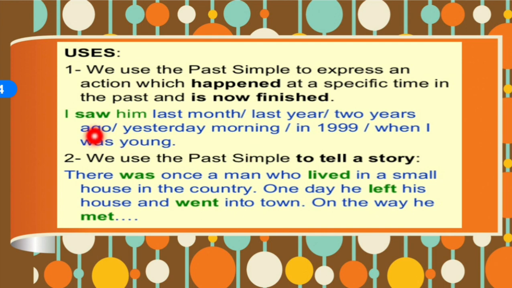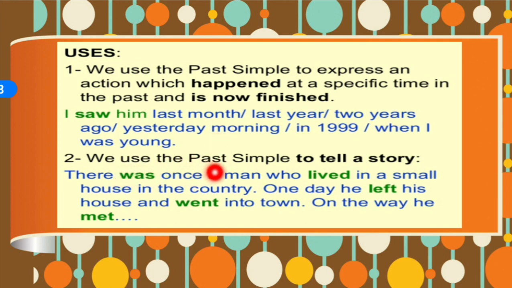For example, I saw him last month. So last month is an expression of past tense. Or I saw him last year. Or I saw him 2 years ago. Or I saw him yesterday morning. Or I saw him in 1999. Or I saw him when I was young. So children, all these expressions are used in past tense. That means the action started in the past and finished in the past.